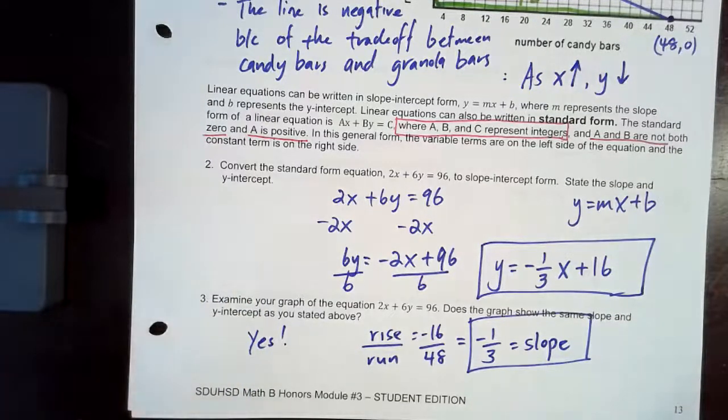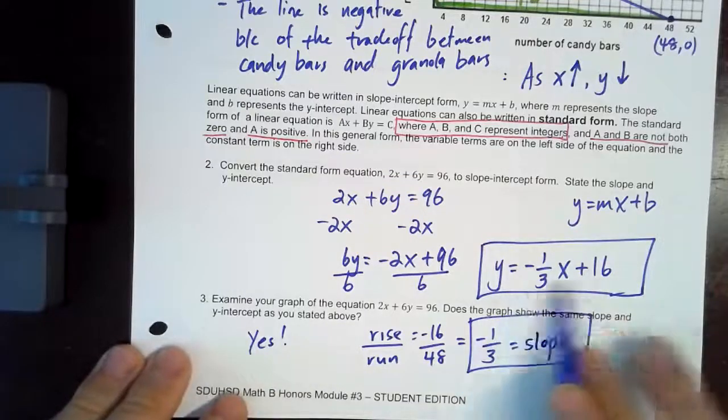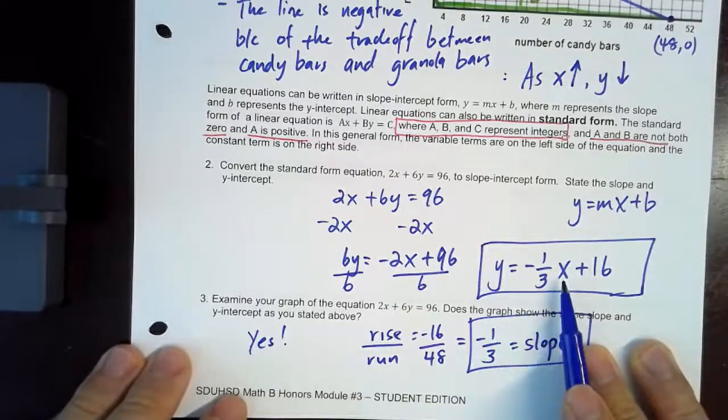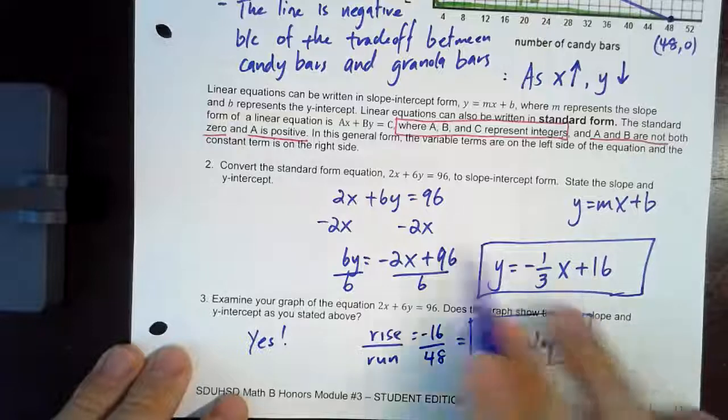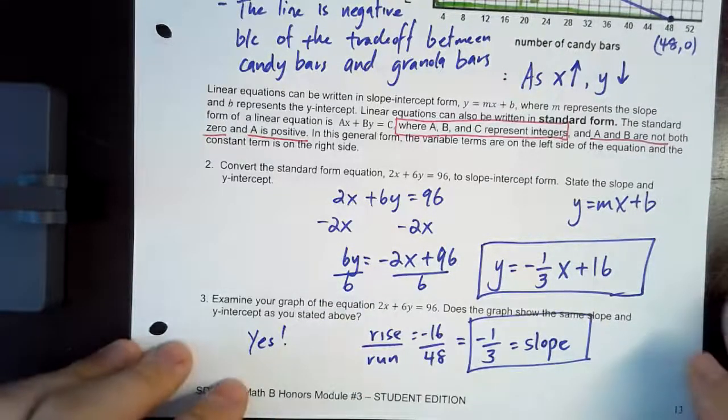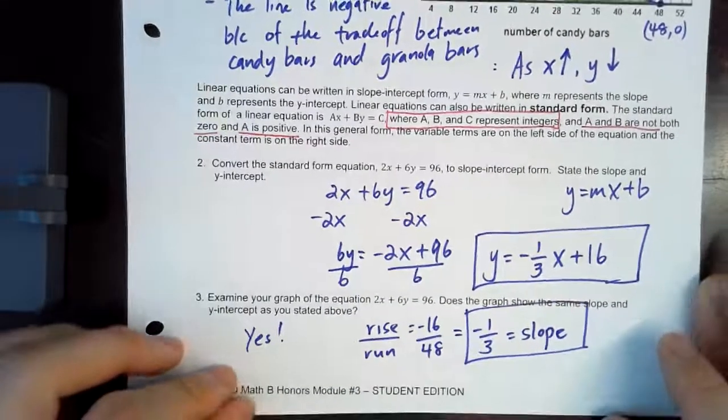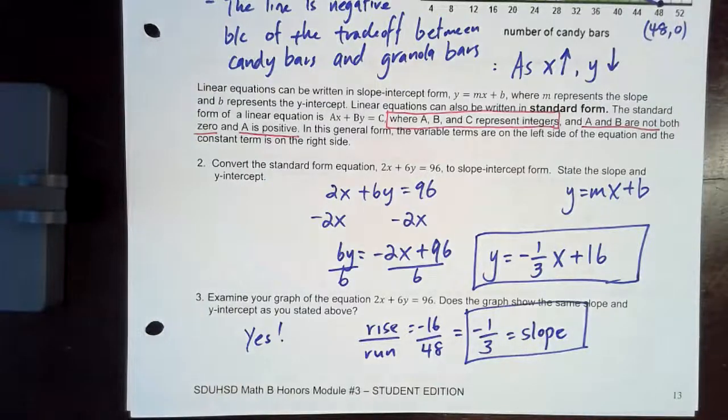I hope you realized from this video clip that standard form is just another version of an equation of a line. And you can always flip between slope-intercept form and convert it to standard form, which we'll be doing in the next video.